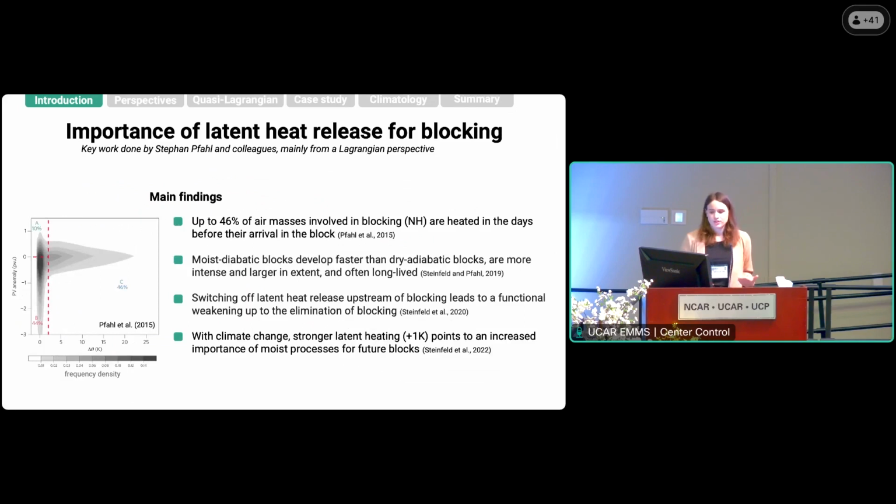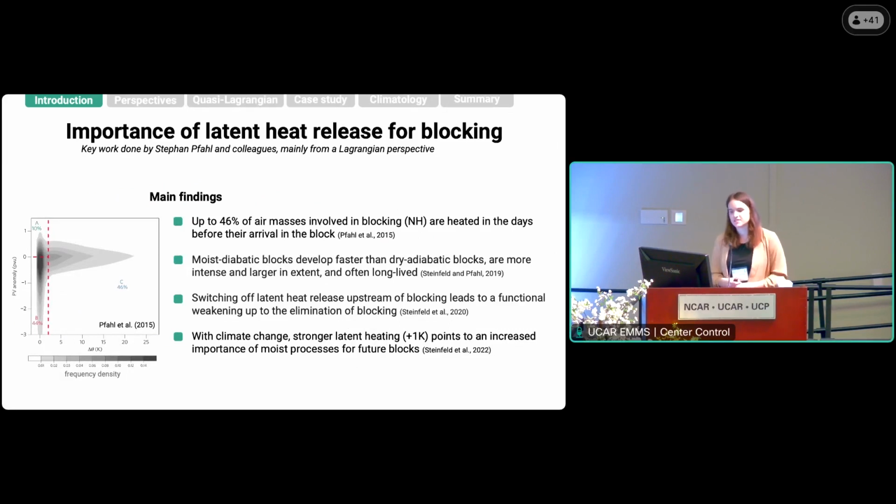Okay, so when we think about the importance of latent heat release for blocking in particular, there has been some key work done by Stefan Pfahl and colleagues, mainly from a Lagrangian perspective. And I just wanted to briefly highlight the main findings in the last years. So the first kick-off study on that was performed by Pfahl et al. in 2015, and they found that up to 46% of air masses involved in blocking in the Northern Hemisphere are heated in the days before their arrival in the block.